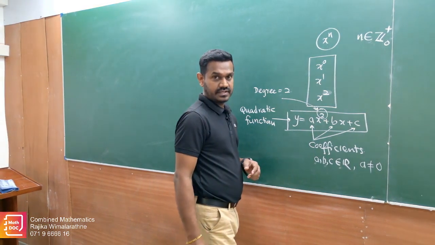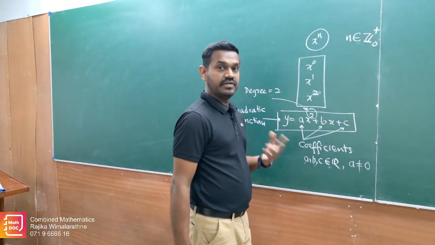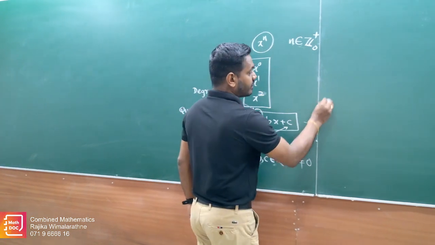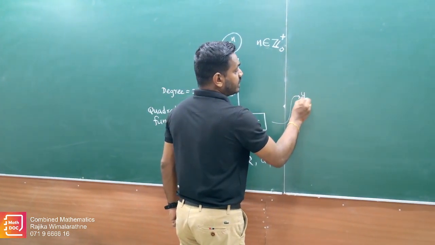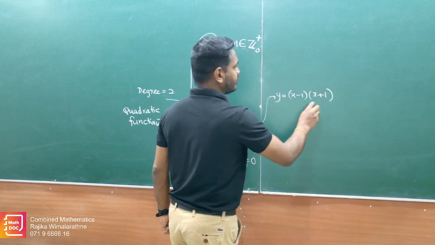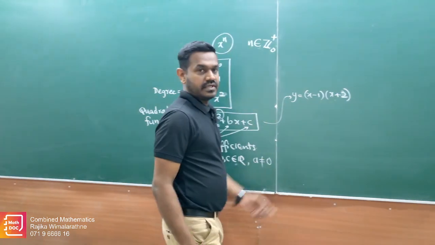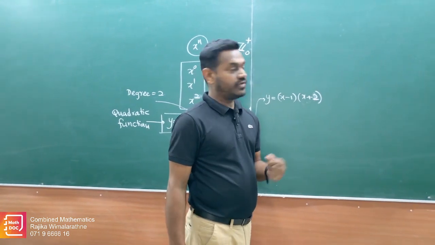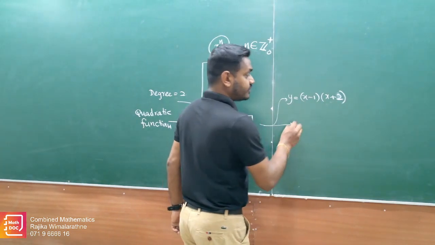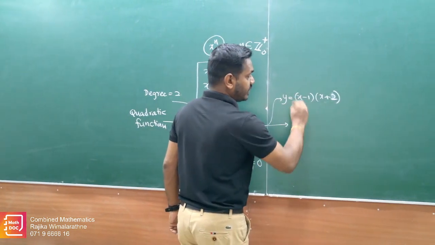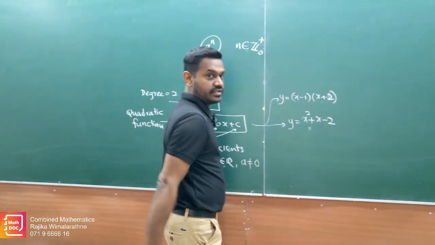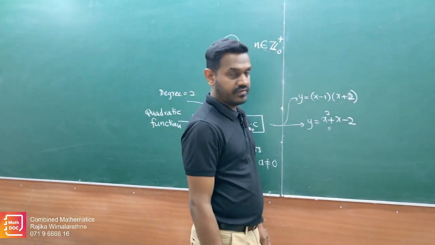This is the quadratic function. Actually, we have three different forms of quadratic functions. For example, consider y equals (x minus 1)(x plus 2). This we call factor form. It has two factors. So we have another form, y equals, when you expand this, x squared plus x minus 2. This we call general form.